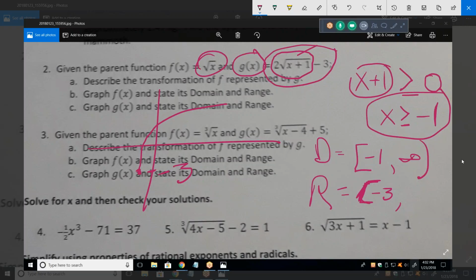And all infinities have parentheses because infinity is not a number. It's a concept. Just means growth without bound. So it automatically has a parentheses whenever you see either a negative infinity or a positive infinity. It goes after the comma here. Look at my graph. Vertically. Infinity? Uh-huh.